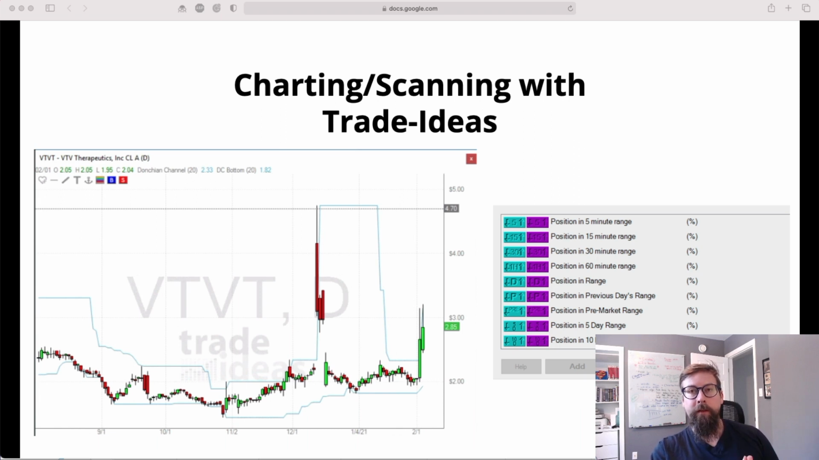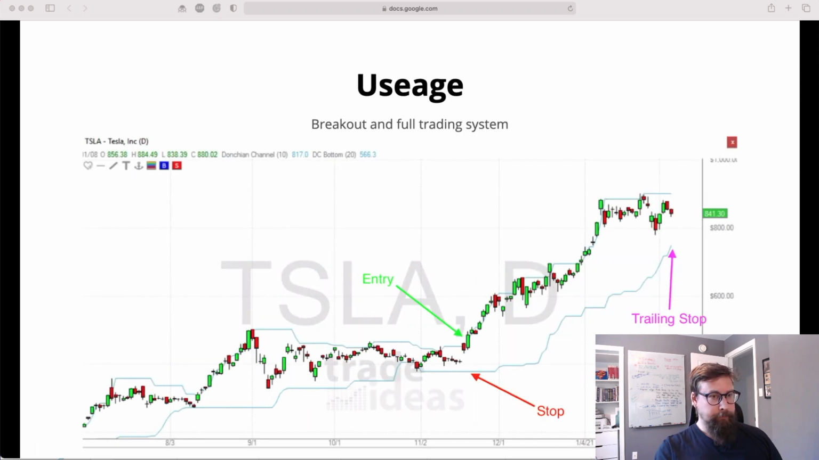So you can see that the blue line on the top would be the high for the month, and the lower channel is the lowest low for that month. There's a handful of usages for this.